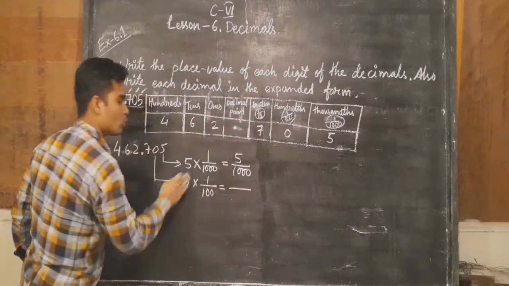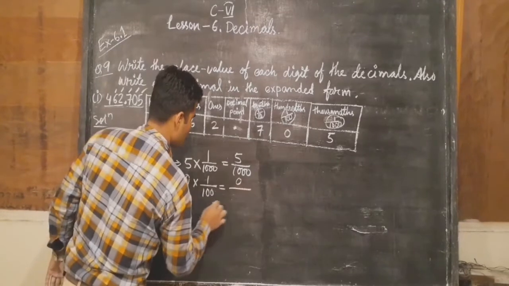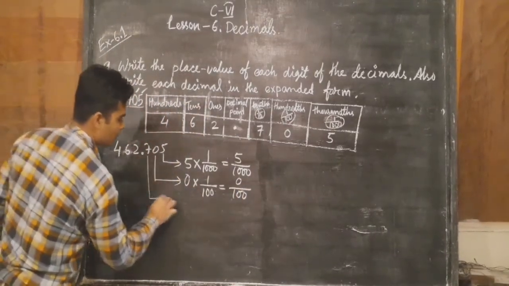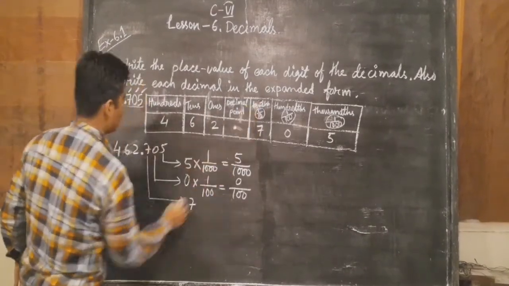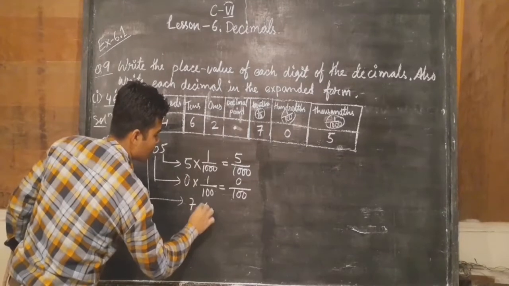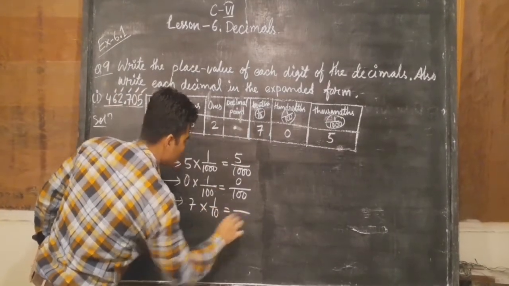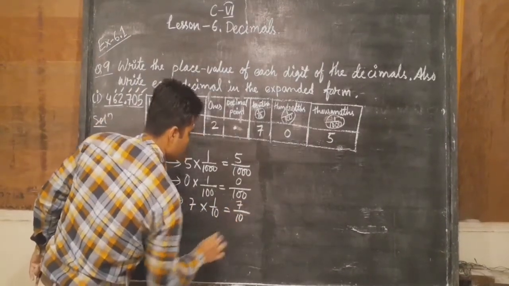So if you multiply, it will be 0. But for now, I am writing 0 for the 1s place and 100 downside. Okay. Now let's move to the next digit. You can see this is in the 10th place, then we will multiply 7 into 1 by 10. Now what will be? 7 into 1 is 7 by 10.